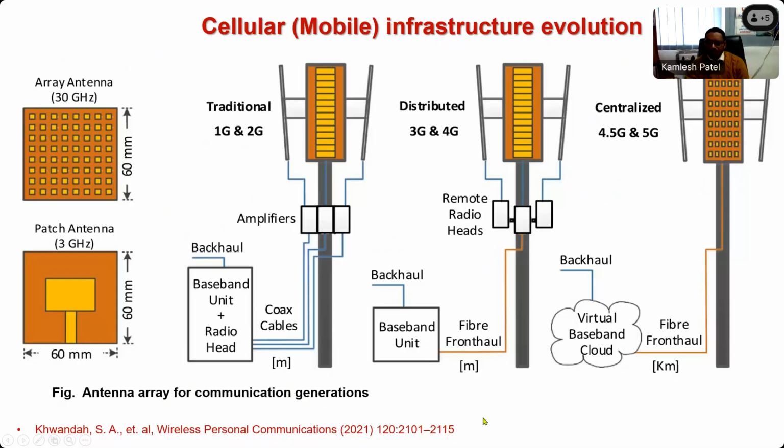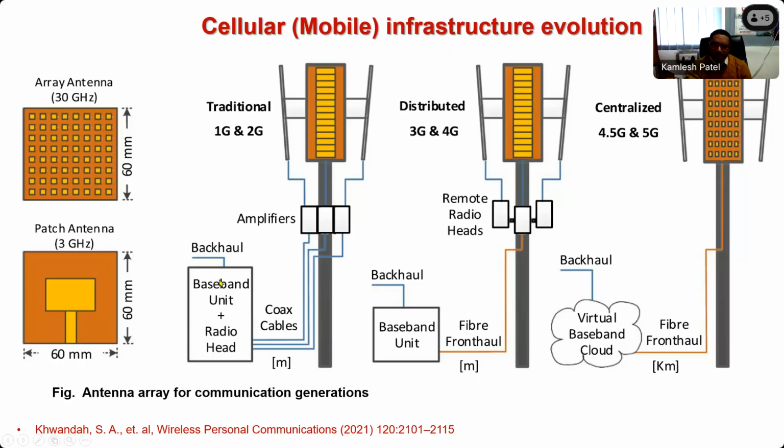Now, with the advancement of mobile technology, the components and devices used in a mobile tower have also gradually changed. When we talk about traditional 1G and 2G, they consist of the baseband unit and the radio head together, and the antennas are connected through the amplifier and the coaxial cable. Okay, so they are lossy devices, and the amplifier as well as the coaxial cable offer additional loss, or you can say noise, in the baseband signal.